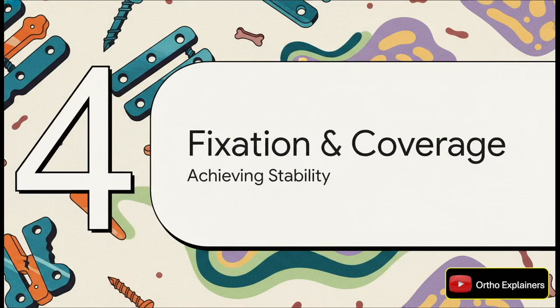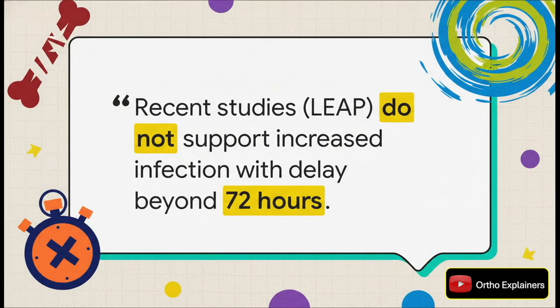Okay, so once we're confident that we have a definitively clean wound, our focus shifts. We now have these twin goals: achieving biomechanical stability of the fracture and getting definitive soft tissue coverage to create a closed, biologic envelope. Now this represents a huge shift in our thinking.